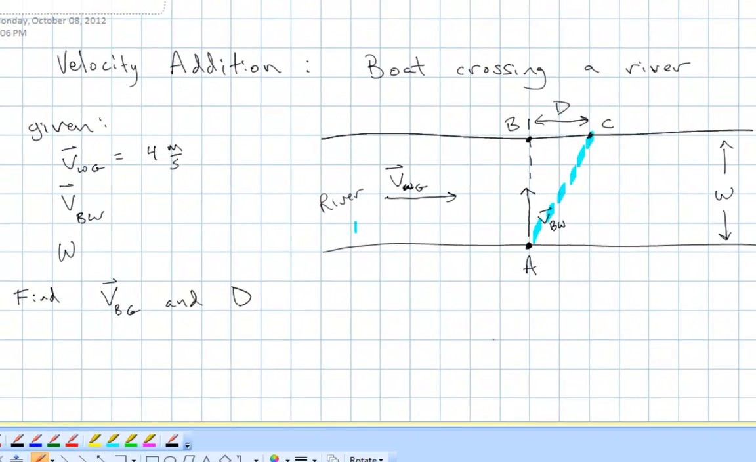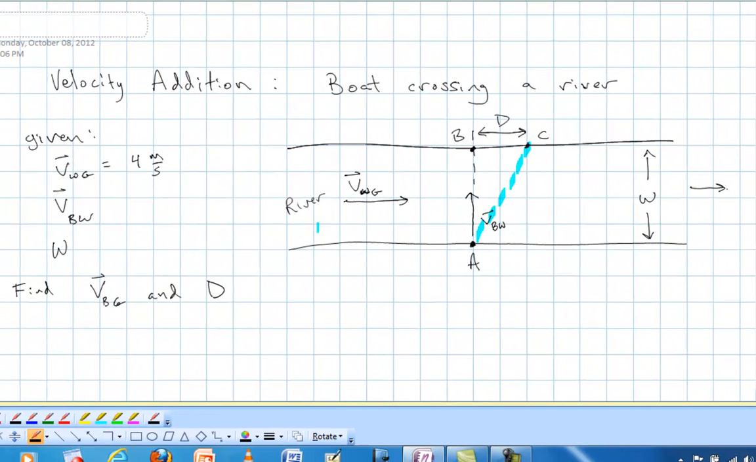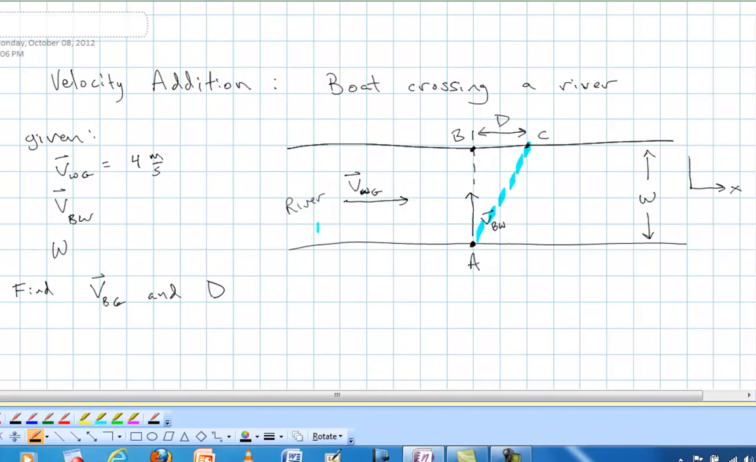And I'll put a coordinate system in here. Let's call this our x direction, and up on the paper the y direction. So this is going to be in the x direction. The velocity of the boat with respect to the water, how about 10 meters per second in the y direction. The width of the river, what should we make it? How about 200 meters?